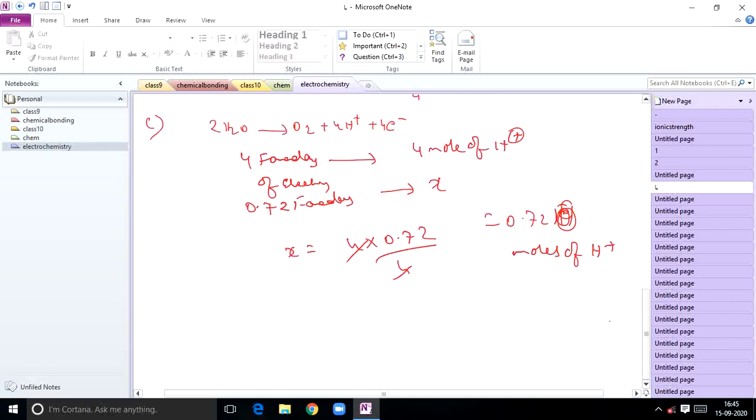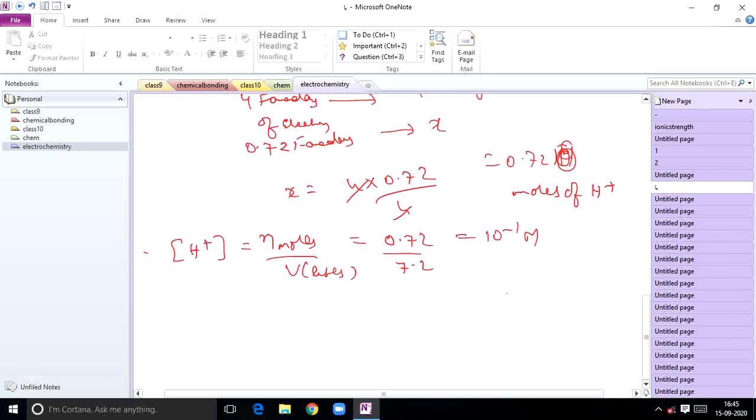So after getting that, I want H plus ion concentration, which is equal to number of moles by volume in liters. Molarity formula, students. So 0.72 by volume in liters, how much? What is the volume given? Read the question. 7.2 liters volume is given in the question itself. So finally you are going to get 10 power minus 1 molar.